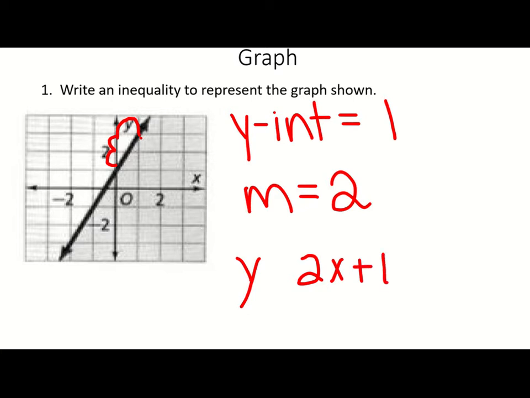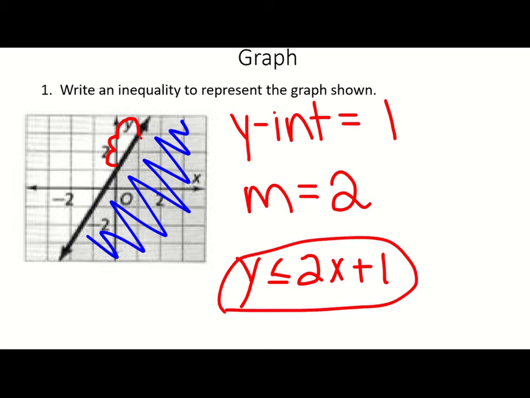Once I've plugged in my slope and my y-intercept, I then fill in my inequality symbol. I look at what type of line I have. I had a solid line, which means I should have an or equals to. And I look at which way I shaded. This one shaded below. So since it's shaded below, this would mean that this is a less than. So the appropriate inequality to go with this picture would be y is less than or equal to 2x plus 1. Pick out your slope and y-intercept and then worry about your inequality symbol.